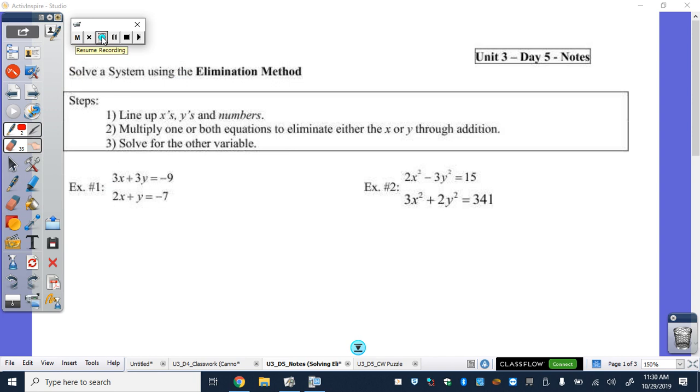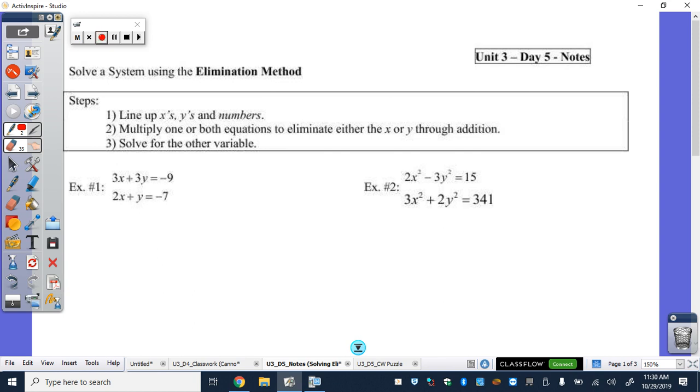We are going to review the elimination method today. We did graphing and substitution in the video last time, so this time we're going over elimination. Remember, with elimination, everything needs to be lined up. For our first one, the x's are lined up, the y's are lined up, and our numbers are lined up.